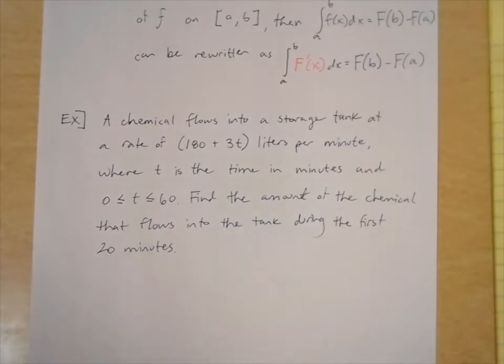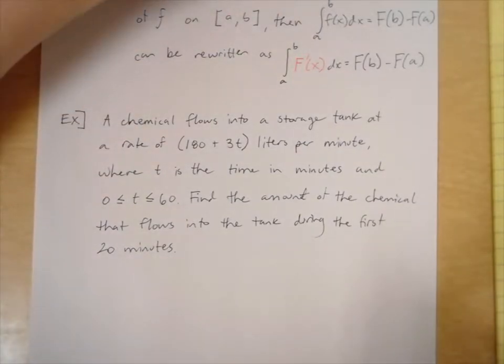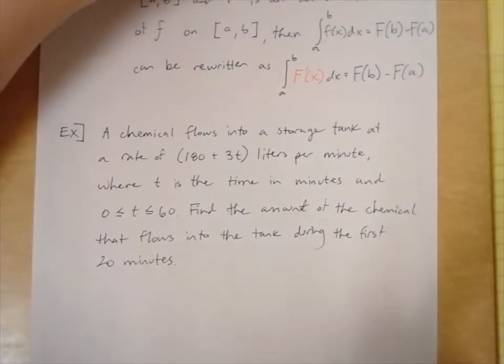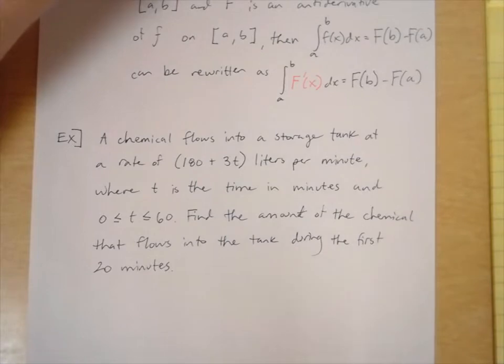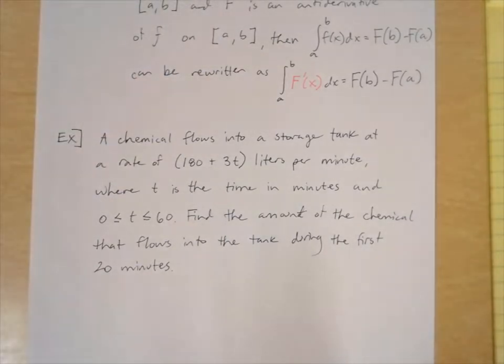Okay, I did just write down this problem, so you can pause the video to write it all down if you'd like, but I'm just going to kind of read through it right now. Chemical flows into a storage tank at a rate of 180 plus 3t liters per minute, where t is the time in minutes, and the interval is 0 to 60 minutes, the interval of minutes we're dealing with. So find the amount of the chemical that flows into the tank during the first 20 minutes.